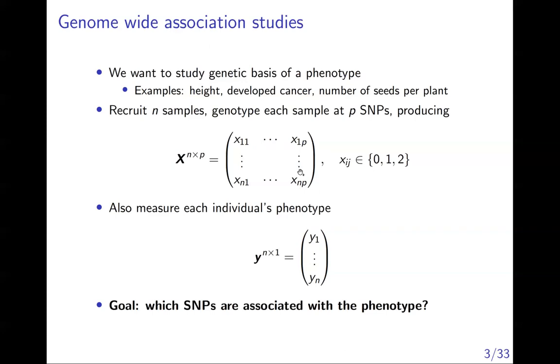But anyways, you have this matrix, and then you also measure each sample's phenotype. So you get this vector, and you want to ask which SNPs are associated with the phenotype. So which columns of X are correlated with Y in some sense. So that's what GWAS is.